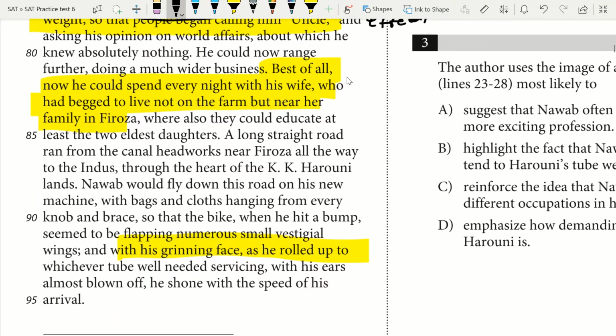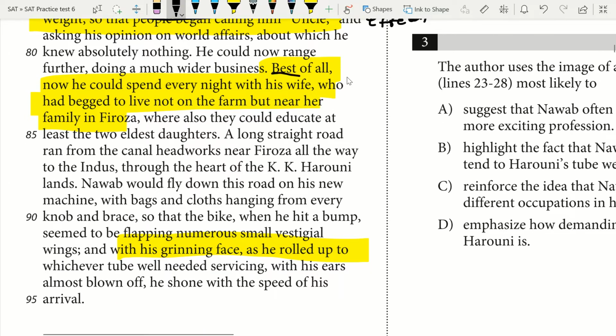All right, best of all, now he could spend every night with his wife. Okay, anytime I see something that indicates an exception or something that is the best or something that is the most prominent, I always want to pay attention to that. So anything that said something like not only, only one, or best of all, anything that's telling me that there's one thing that's at the top or at the bottom, I always want to pay attention to that. So in this case, it was best of all, so that told me this was going to be important. He could spend every night with his wife.